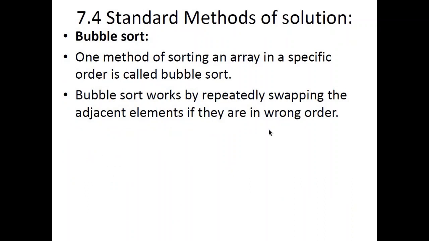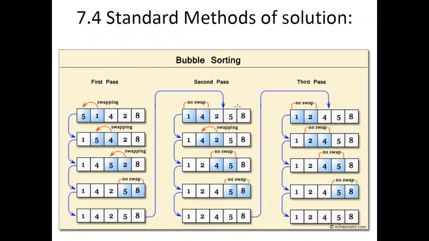Last method, the standard method of solution we have in your syllabus, is known as bubble sort. There are other sorting algorithms as well, but in your syllabus we only have bubble sort. It is a method of sorting an array in a specific order, either in ascending order or in descending order. You can do both. It works by repeatedly swapping the adjacent elements if they are in the wrong order.